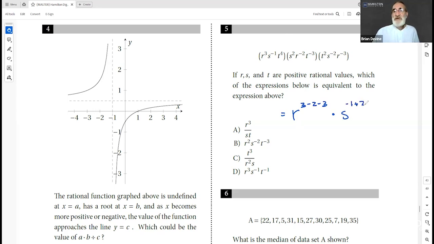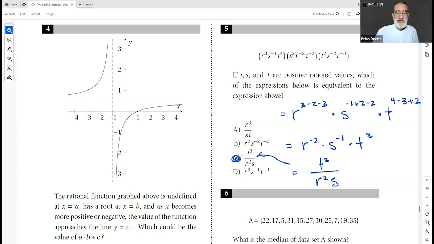times then S to the negative 1 plus 2 minus 2 times T to the 4 minus 3 plus 2. So that's going to be R to the negative 2 times S to the negative 1 times T to the 3. And if I rewrite that, I should have T cubed over R squared S, which is right here, C.